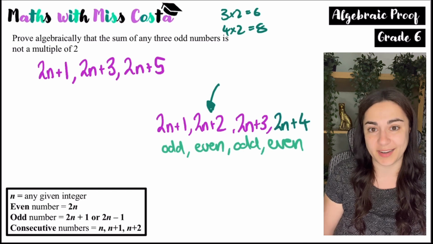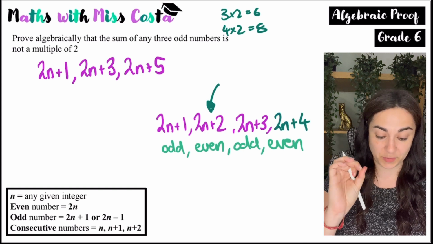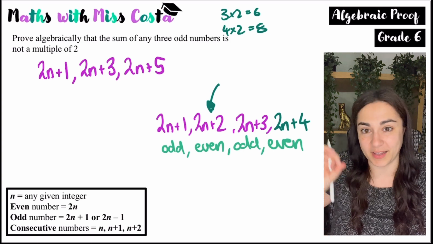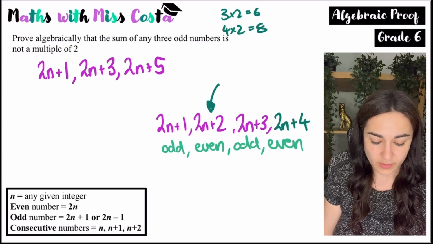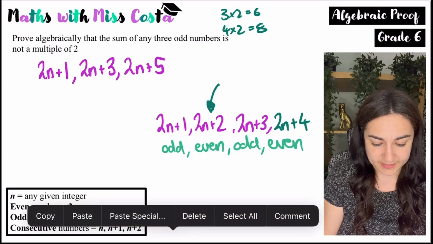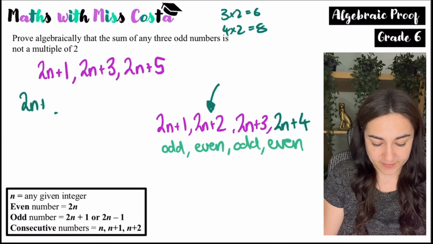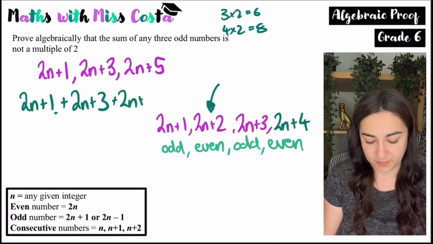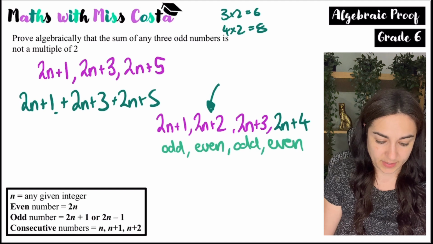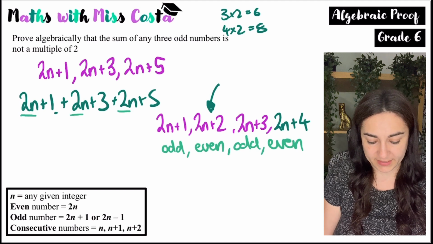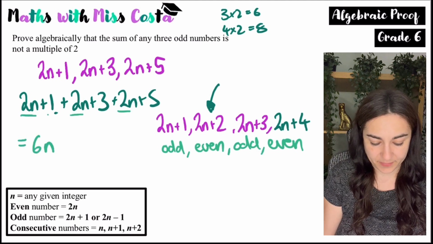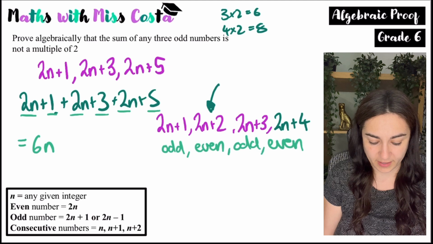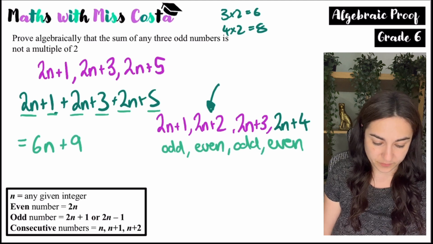So to ensure that it's an odd number, I do 2n, which makes it even, and then plus an odd number. So sum means add. So let's add all these together. 2n plus 1 plus 2n plus 3 plus 2n plus 5. 2n plus 2n plus 2n is 6n, and then 1 plus 3 plus 5 is 9.